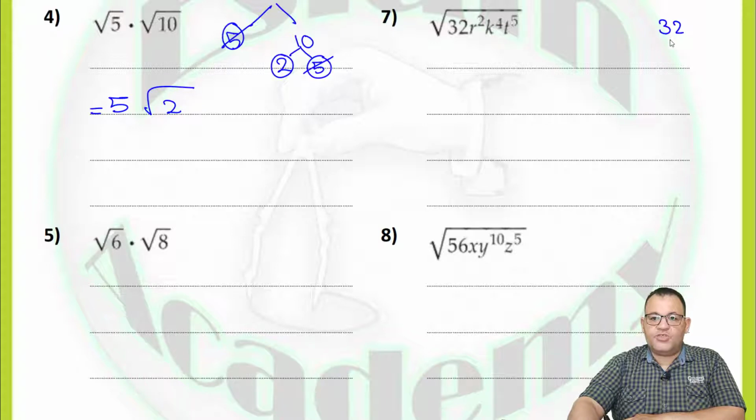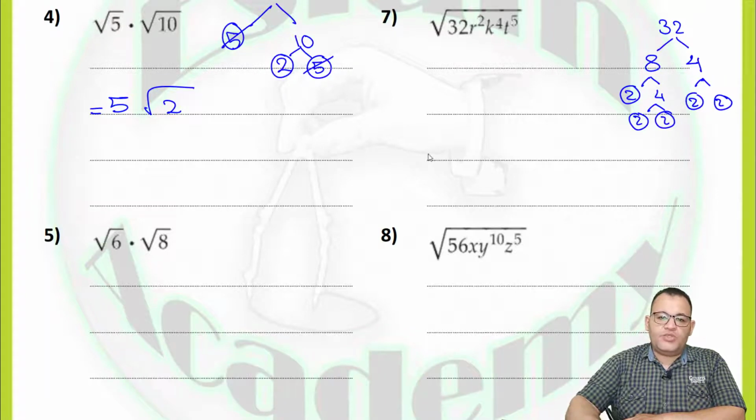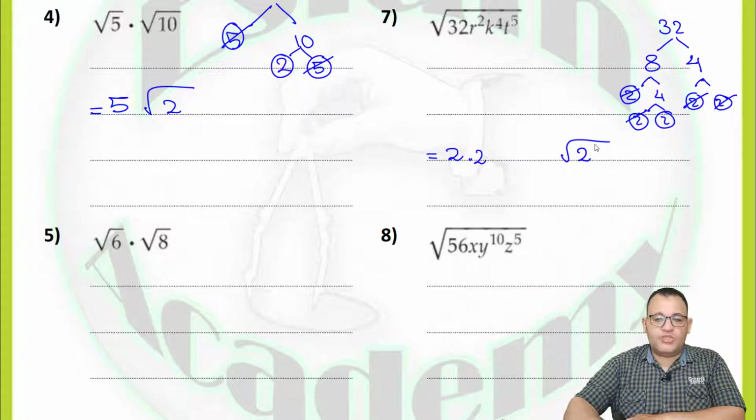We know that 32 equals 8 multiplied by 4. Now 8 equals 2 multiplied by 4. 2 is a prime number. 4 is 2 multiplied by 2. And the other 4 is also 2 multiplied by 2. From each two similar numbers, we will take 1 outside. So we will have 2 outside. From each two similar numbers, we have 2 outside, and still we have a single number which is 2.